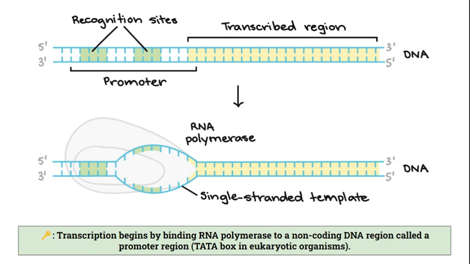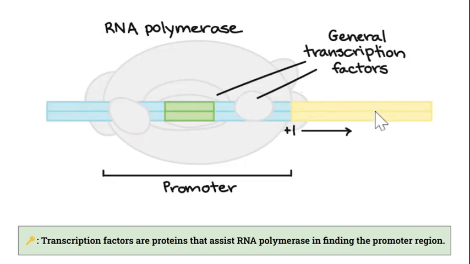Now, transcription, as I said before, does begin with the binding of RNA polymerase to our non-coding DNA region. Now, typically, this promoter region is going to be called a TATA box in eukaryotic organisms. We call it a TATA box because it's a region in which T and A bases are repeated over and over again. So it's a very common example of where this RNA polymerase begins.